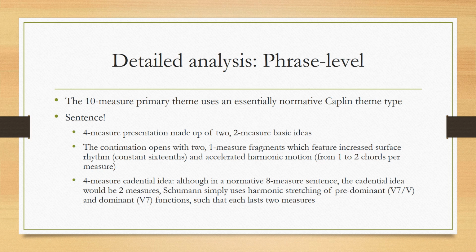So on the phrase level, the 10-measure primary theme is an essentially normative Kaplan theme type. It is a sentence, so it has a 4-measure presentation made up of two 2-measure basic ideas. The continuation starts with two 1-measure fragments, which feature increased surface rhythm and accelerated harmonic motion, which are all very characteristic of a continuation. And then there's a 4-measure cadential idea. Usually we would expect a 2-measure cadential idea, but in this case, Schumann uses harmonic stretching of the predominant and dominant harmonies so that each lasts 2 measures instead of 1, making it a 4-measure cadential idea.